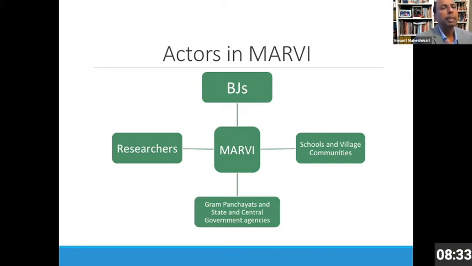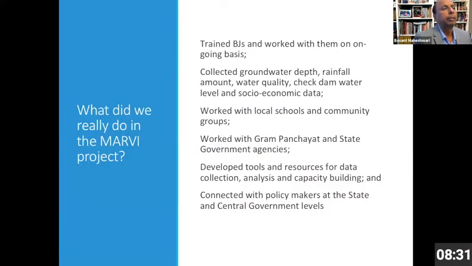So we call them BJs. Next one, please. So what did we really do in the MARVI project? Train these BJs and work with them on an ongoing basis. Collected groundwater data, rainfall amount, water quality, checked water level, socioeconomic data, worked with the local schools and community groups, worked with the local government, state government agencies, and also developed tools and resources for data collection, analysis, capacity building, and connected with policymakers at the state and central government level.